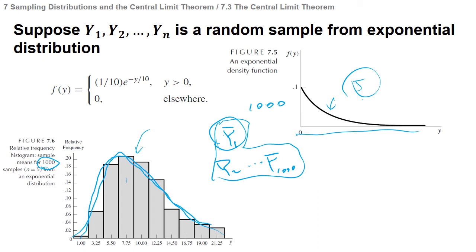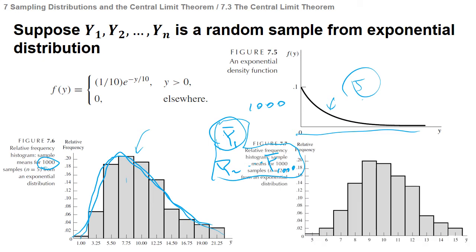And if we increase the sample size, if we look at when n equals 25, it looks more normally distributed. And this is what the central limit theorem implies. As n goes large, we can approximate the sample mean with a normal distribution. That's what the central limit theorem implies.